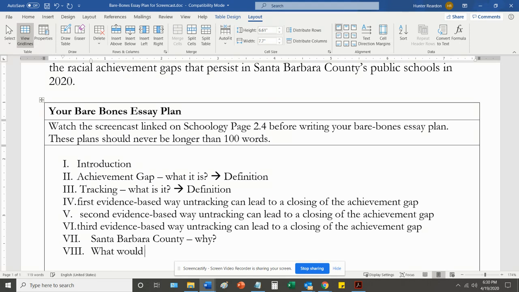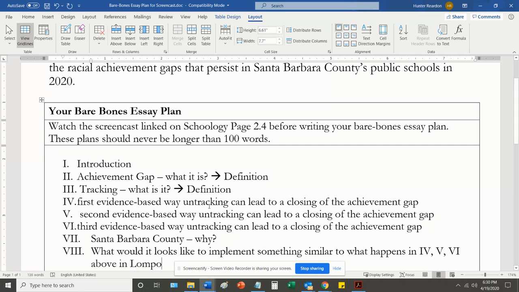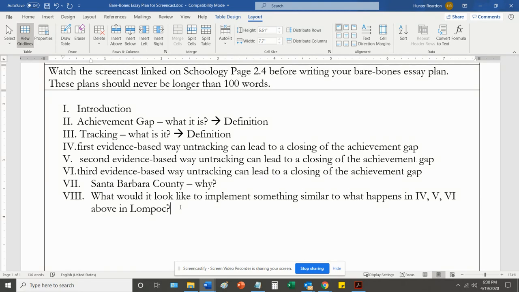Maybe, what would it look like to implement something similar to what happens in IB, VI above, and what would it look like? Oops, verb conjugation. Or right, I don't know. I would probably look at sources and figure out what data I have, or what schools I have data for, and make a decision.